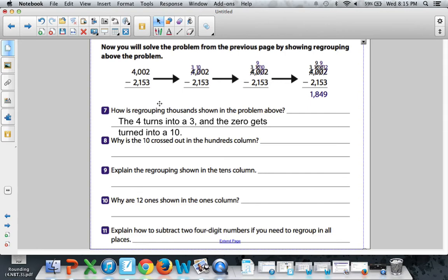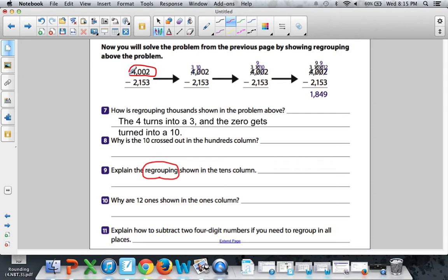And all you have to know when you're regrouping is the number that you're taking away from gets dropped down 1. But the number that you're making bigger gets plus 10. Take away 1, plus 10. Take away 1, plus 10. Take away 1, plus 10, and you're borrowing and regrouping correctly. Don't let this word regrouping scare you. Regrouping and borrowing are the same thing, and they help you subtract problems that have tiny numbers on top and larger numbers on bottom.